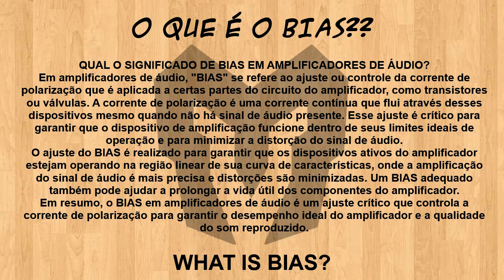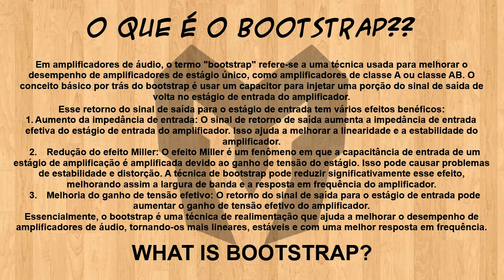This adjustment is critical to ensure that the amplification device operates within its ideal operating limits and to minimize distortion of the audio signal. Bias tuning is performed to ensure that the amplifier's active devices are operating in the linear region of its characteristic curve, where audio signal amplification is most accurate and distortions are minimized. A proper bias can also help extend the life of amplifier components. In summary, the bias in audio amplifiers is a critical adjustment that controls bias current to ensure optimal amplifier performance and reproduced sound quality.